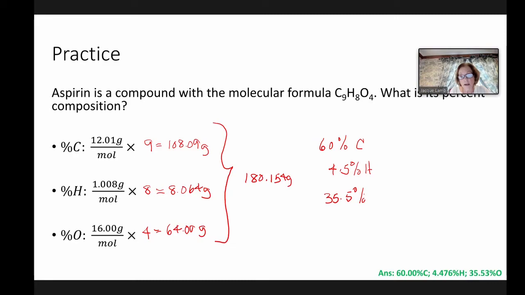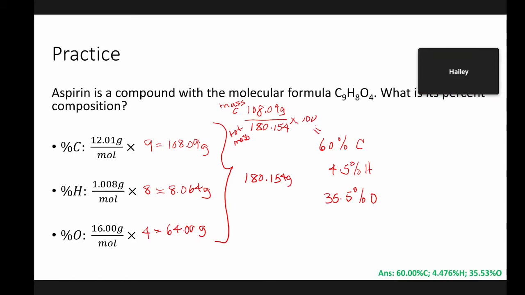So you just multiply. What exactly are you doing? I'll show you for carbon. I took 108.09 grams divided by 180.154. This is the mass of carbon divided by the total mass. Okay, times 100 equals the percentage. Oh, okay, so that's how you get the mass percent.